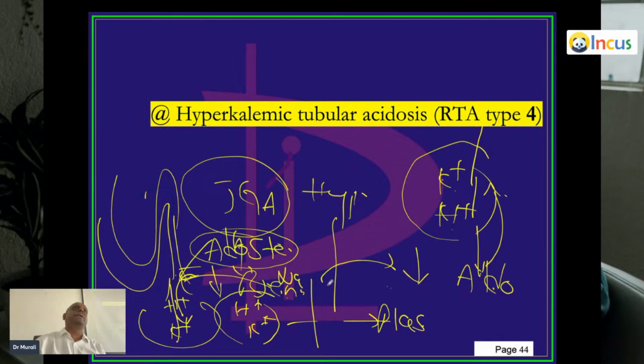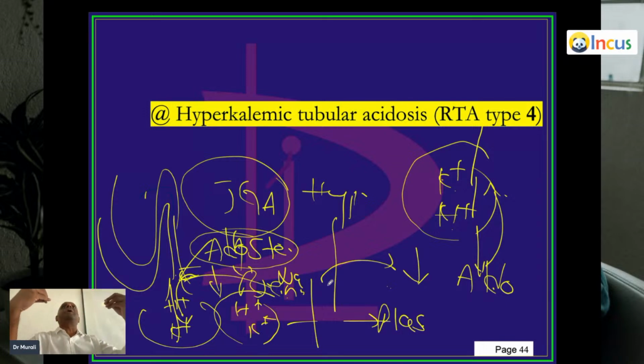Still, if anyone hasn't understood, I'll explain again from the first part. Juxtaglomerular apparatus aplasia leads to low renin, because the juxtaglomerular apparatus produces renin. Low renin, low aldosterone leads to no secretion of H plus and K plus, leads to H plus and K plus retention, leads to acidosis and hyperkalemia in case of renal tubular acidosis type 4.